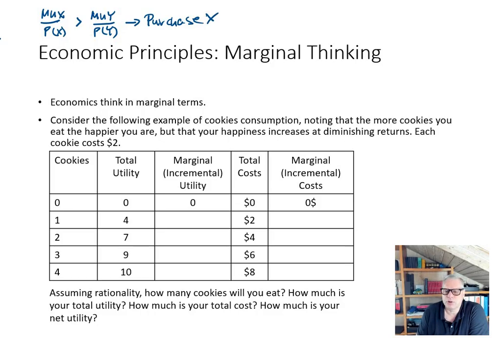So consider the following example of cookies consumption, noting that the more cookies you eat, the happier you are, but that your happiness increases at diminishing returns. And I think I also already introduced earlier the concept of diminishing marginal utility.